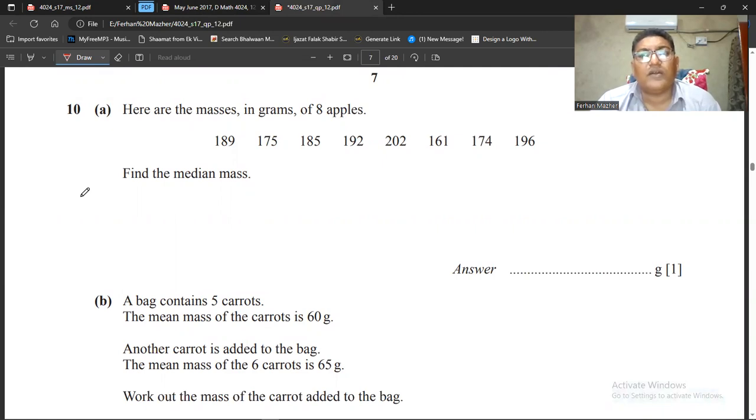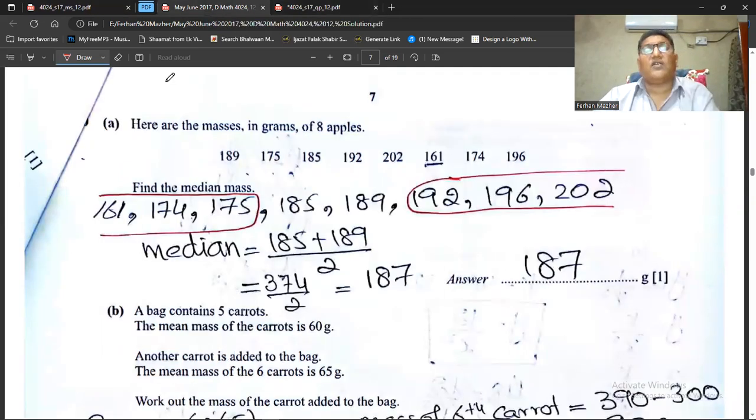So if you want to find the median of this data, the method is very simple. You will write them in ascending order or in descending order. Normally we write them in ascending order, and then we check how many members are in the middle. Because these are eight numbers, in the middle there will be two numbers. So three numbers I will leave on this side, three numbers on that side. In the middle, I will have two numbers. I will find their average, and that will be the median.